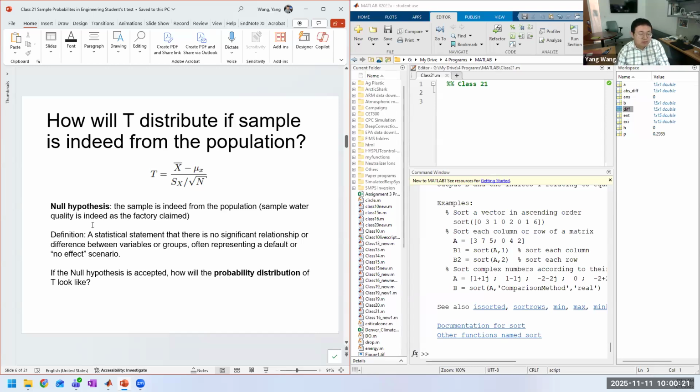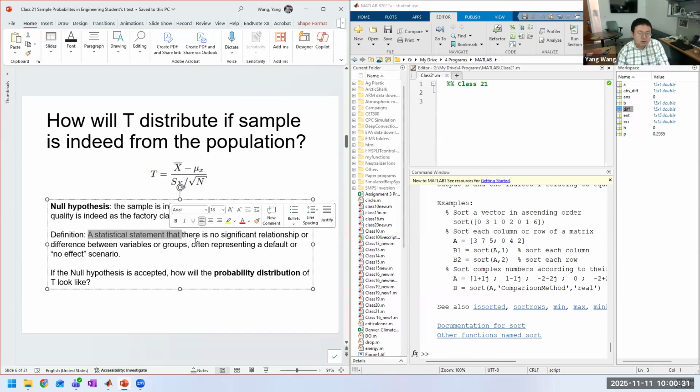So basically, the null hypothesis has a more rigorous definition. It is a statistical statement that there's no significant relationship or difference between variables or groups.